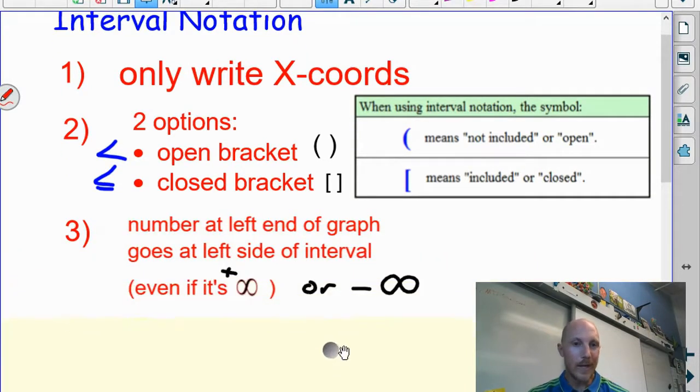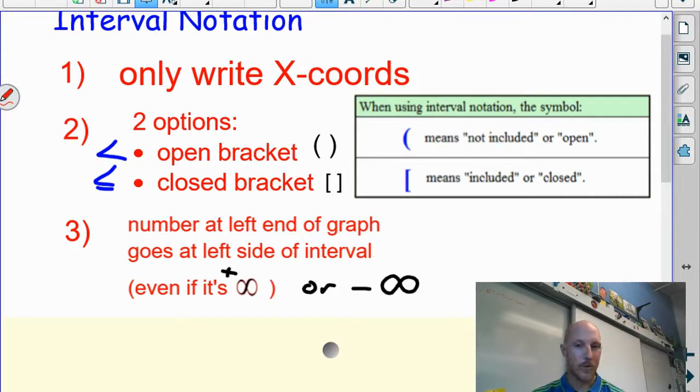When we're writing interval notation, the number at the left end of the graph goes to the left side of the interval, just like when you're reading a graph, we read from the left across to the right. So when we're writing interval notation, you also start from the left side and go across to the right. So smaller numbers at the left, larger numbers at the right.